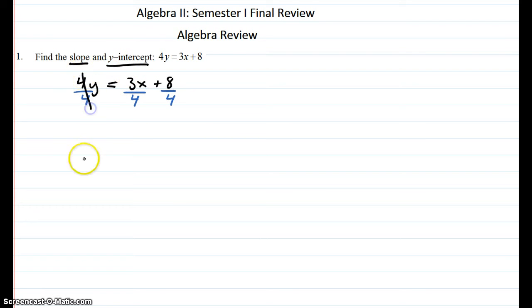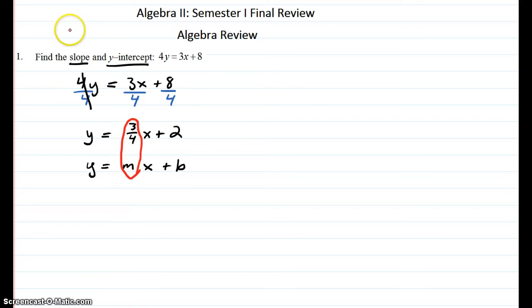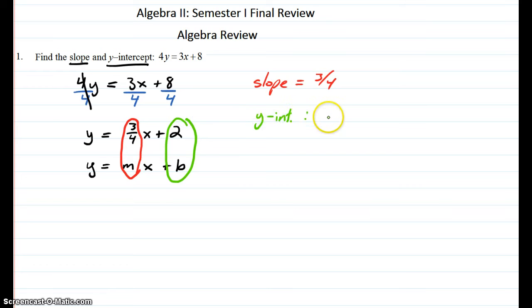And so the 4's are going to go away, and I'm going to be left with y equals 3/4 x plus 2. And the reason I want it in slope-intercept form, y equals mx plus b, is because now I know the value of m, and so I know my slope is equal to 3/4, and I know the value of b, so I know my y-intercept is 2.